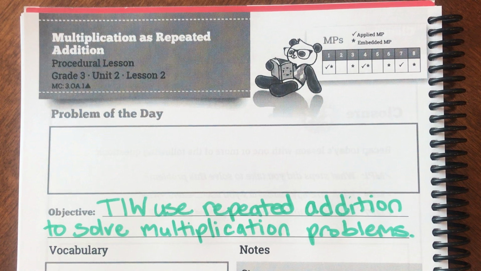So we are starting our brand new unit, and this unit is going to be about learning our multiplication tables. So this is going to be one of the strategies. It's called repeated addition. So let's look at our vocabulary.